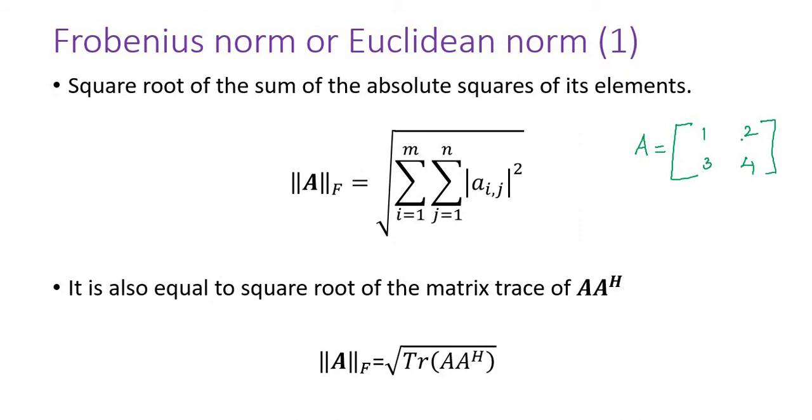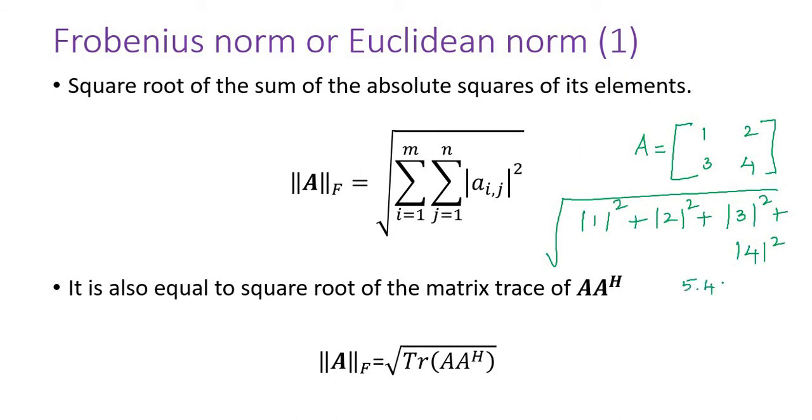What I need to do? Say for example in some cases the elements may be negative. It can be complex. So what I will do? For each and every element, I am going to take the absolute value and square. Then overall there will be a square root. If you simplify, you will get the answer 5.477.